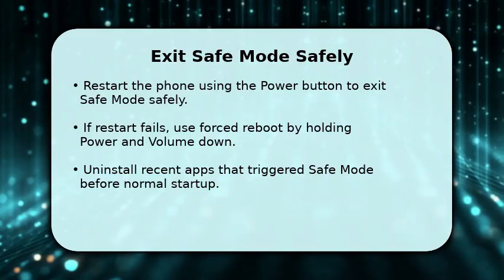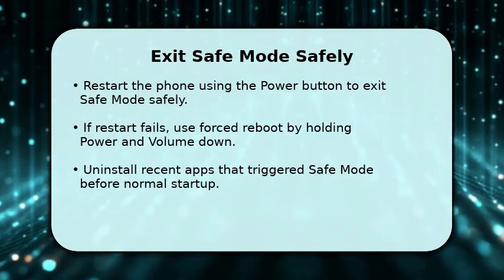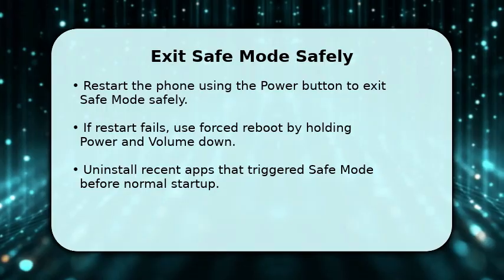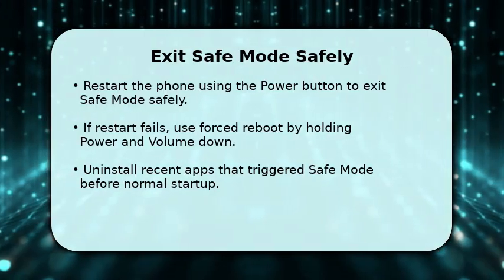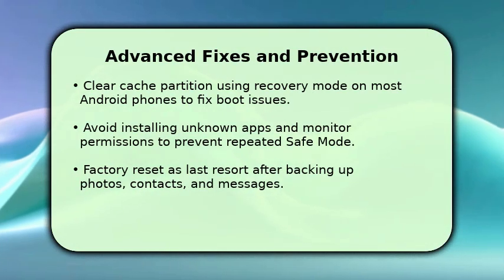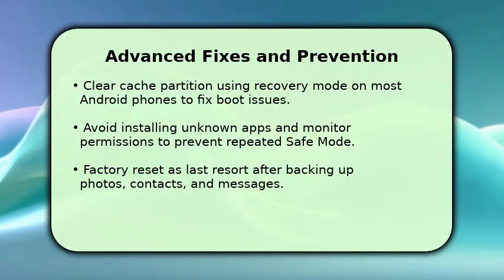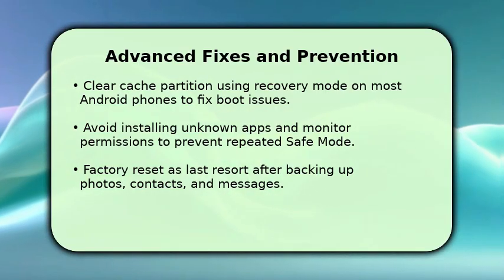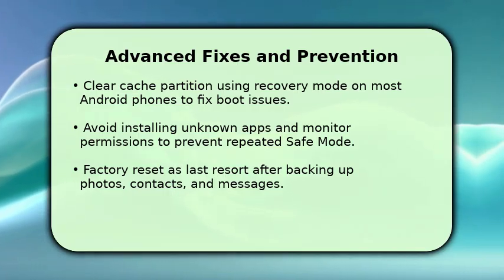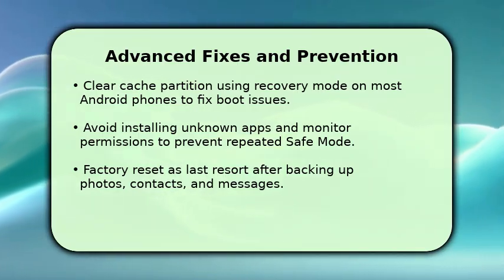If Safe Mode returns, then uninstall recently added apps via Settings and restart again to confirm resolution. If Safe Mode persists, use Recovery Mode to clear the cache partition on Android phones. Power off, then press Power plus volume up to enter Recovery and choose Wipe Cache Partition.